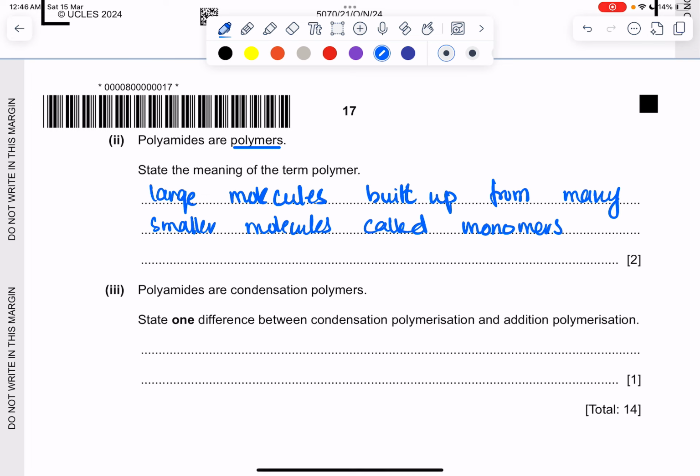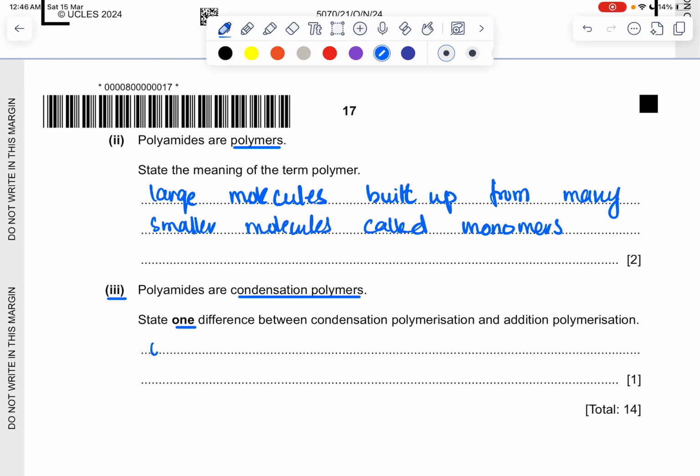Okay, the next part is, which is the last part of this paper, part 3. Polyamides are condensation polymers. State one difference between condensation polymers and addition polymers. For condensation polymers, whenever the monomers are combined together, they release one small molecule, while for addition polymerization there is no small molecule eliminated, only one product is formed. You can use any difference here, either the elimination of the small molecule, or you can say only one single product is formed in addition polymerization.